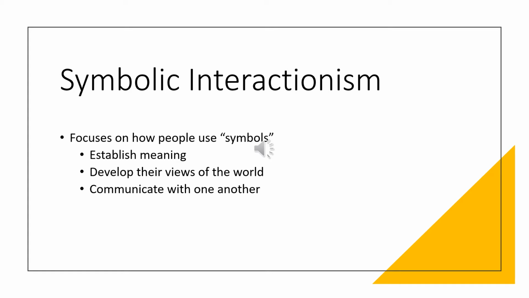Symbolic interactionism is focused on symbols, those things that we use to communicate. If something has meaning and value to us in our culture, we will name it. We will have some way of indicating that we know this thing exists so that we can talk about it with other people. We can share our ideas about it with other people. And through this communication, we can develop our views of the world.